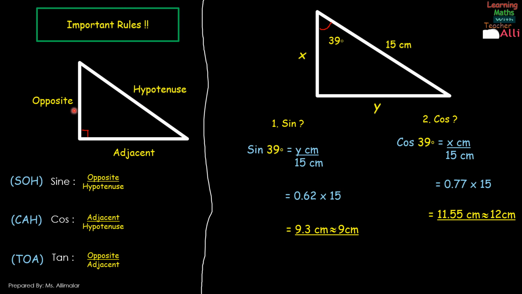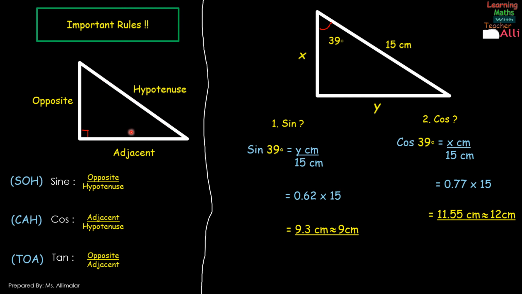Now first thing, right angle. Now you look here, this is a right angle, correct? There will be three things here: hypotenuse, adjacent, opposite. Always remember the longer side of the right angle triangle, this is the longer side, correct? The longer side of the right angle triangle is named as hypotenuse.